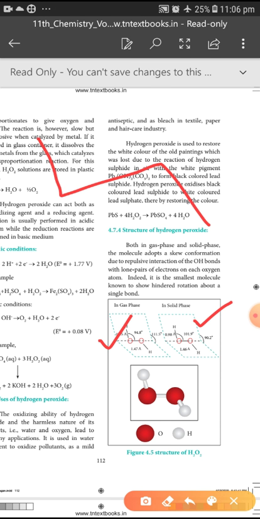Hydrogen peroxide has a non-polar structure, no positive and negative ion. The molecular dimension in the gas phase and the solid phase differ. So the gaseous phase and the solid phase are different.